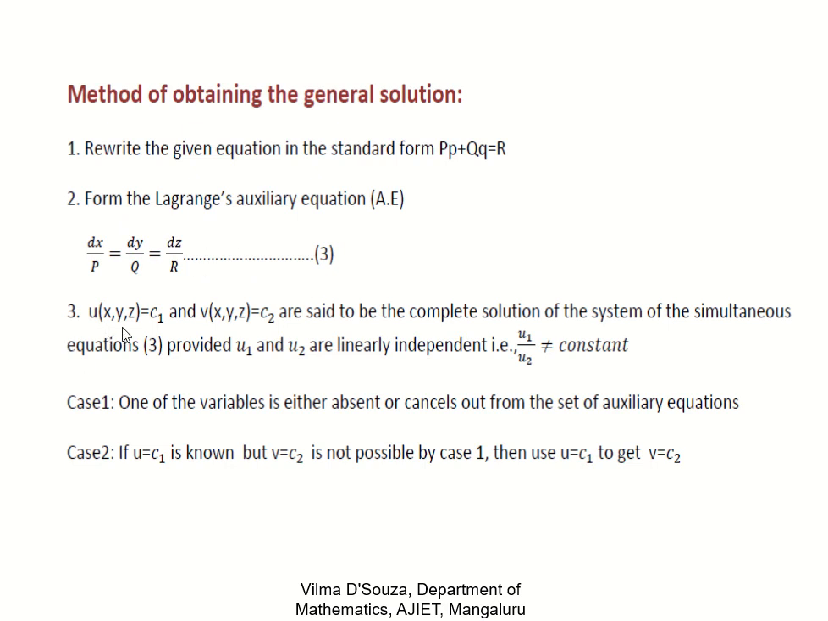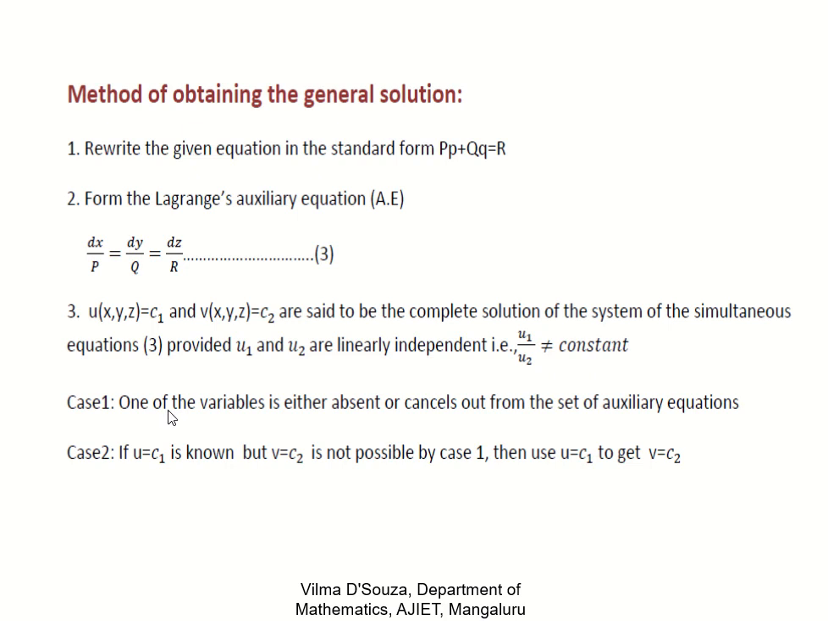Now u of x, y, z is equal to c1 and v of x, y, z is equal to c2 are said to be the complete solution of these equations, provided u and v are linearly independent. That is, u by v is not a constant. Now, how do you find this u and v?